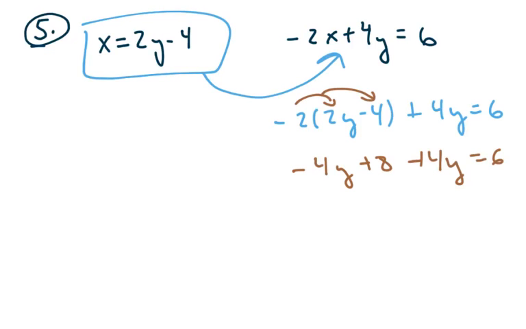Now, here something interesting happens. So the negative 4y and the plus 4y cancels out, and I get 8 equals 6. So when we look at this, we get 8 equals 6 again. And so what this means is that the lines do not cross. This is what we call, from 1.1, a contradiction. And this means there will never be a solution that works.